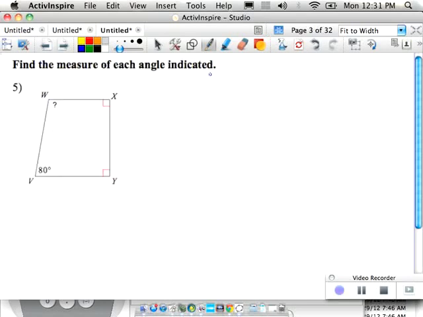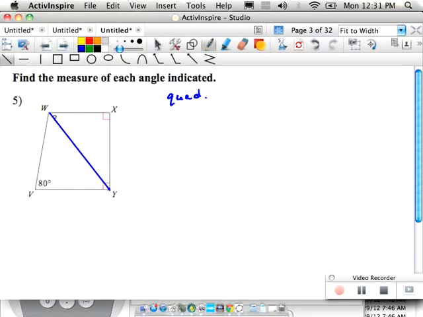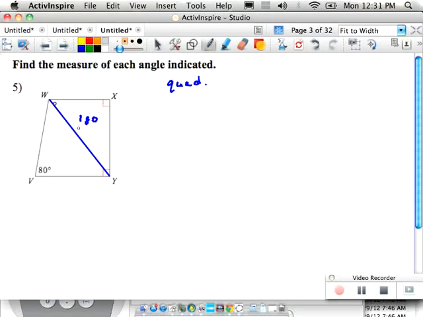It says find the measure of each angle indicated. First thing I notice, I got four angles. It's actually a four-sided figure, also known as a quadrilateral. If I wanted to figure out the angles inside any shape in general, I would like to split it up into triangles. Let's go ahead and redraw that a little bit cleaner here. So now I have two triangles. Each of them would be 180. So if I look at one triangle adding up to 180 and another triangle adding up to 180, that tells me that together the quadrilateral is going to have 360 degrees on the interior.